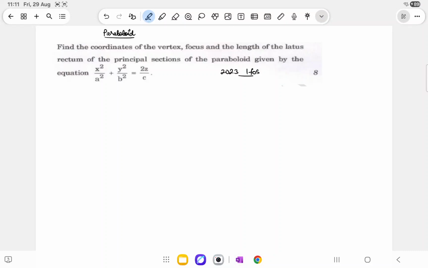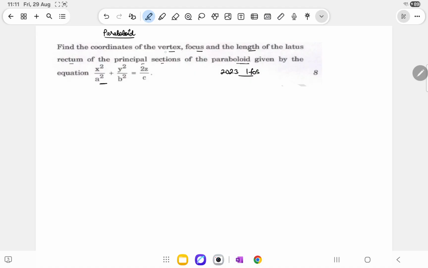So today let's discuss questions related to paraboloid. Question 1 says: find the coordinates of vertex, focus and length of latus rectum of the principal section of this paraboloid given by this equation. If you see, this question is not actually related to paraboloid specifically, but it is basically a 2D question. But since the question mentions the word paraboloid, we are discussing it here.